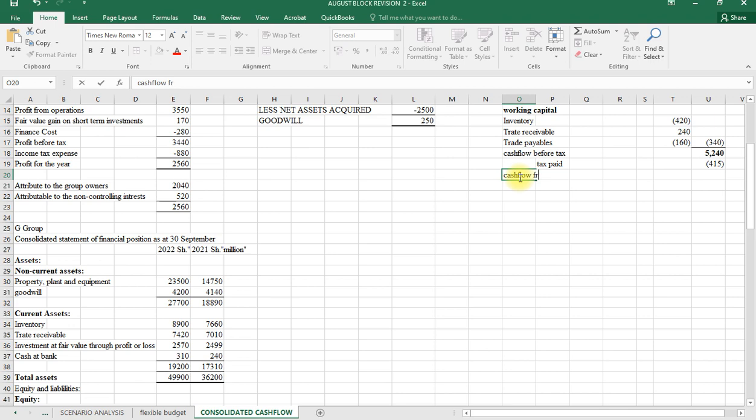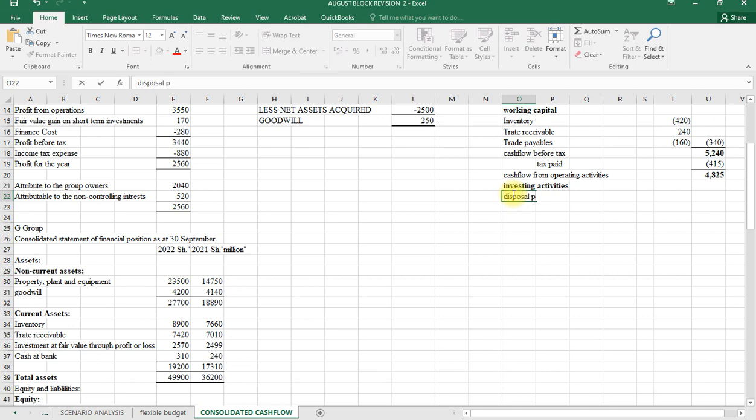Cash flow from operating activities. Cash flow from operating activities. I'll take equals these two. I'll enter. I'll bold this. I'll put the top border. Go to the second, cash flow from investing activity. Investing activities. And under investing activities, here we have the disposal proceeds.